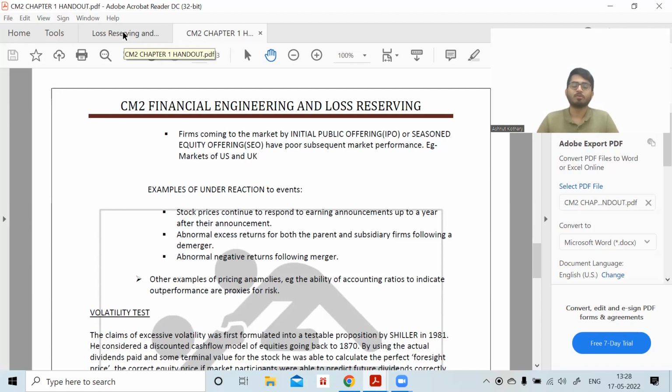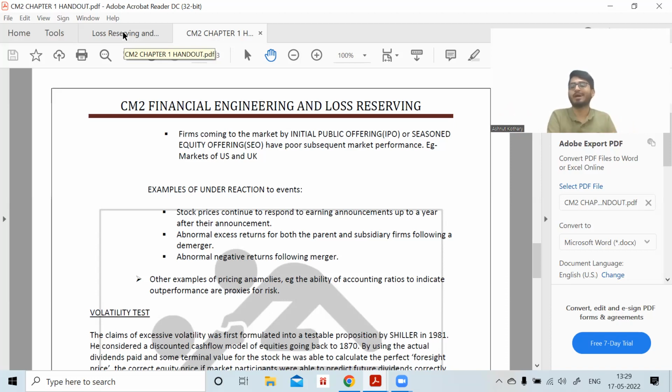And then again, other examples of pricing anomalies. Example: the ability of accounting ratios to indicate outperformance are proxies for risk. So just for example, a company having a very high price to earnings ratio. These are generally very risky companies because we think that these companies are going to have very high growth. But what if they do not have very high growth? It becomes very risky in nature. So any new-age companies, you can talk about, let's say, companies dealing with cryptocurrencies, or right now, let's say, metaverse, or any new fancy thing which comes up in the market, which is not time tested. You don't know whether people can make money out of this or not.